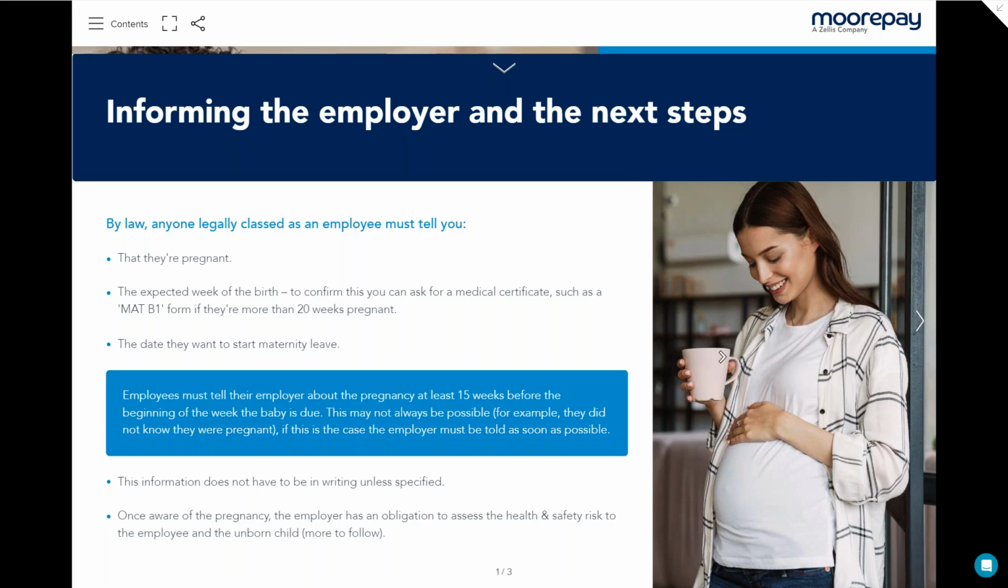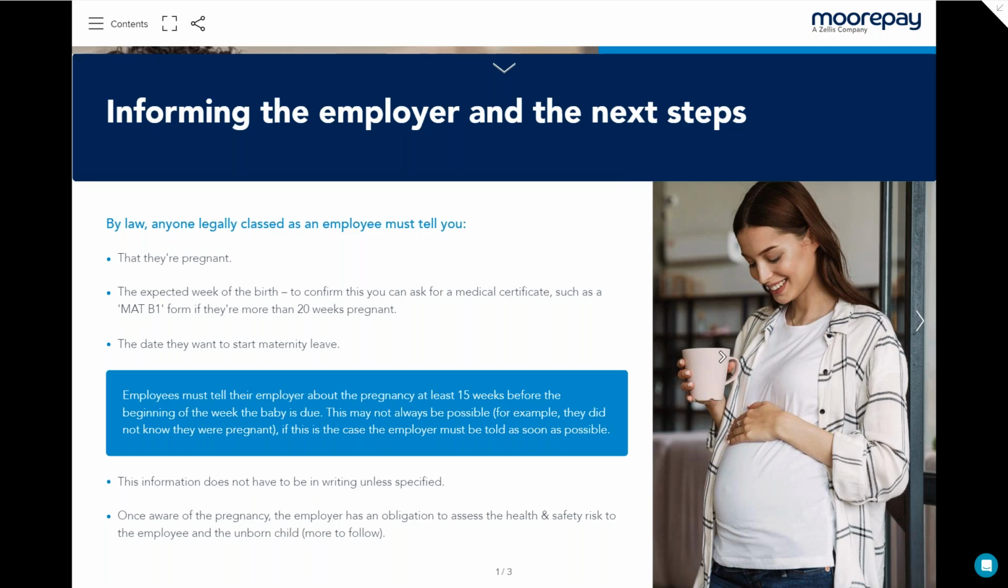Now, this needs to come through by what they call the EWC, by 15 weeks before the EWC, which is called the qualifying week. So roughly that's when the employee is about 26 weeks pregnant. They should have already decided when they want to go on maternity leave. Now, that's not always possible and might be surprising for some people to hear, especially if they've already had a baby, but some people don't actually know they're pregnant till quite late on.